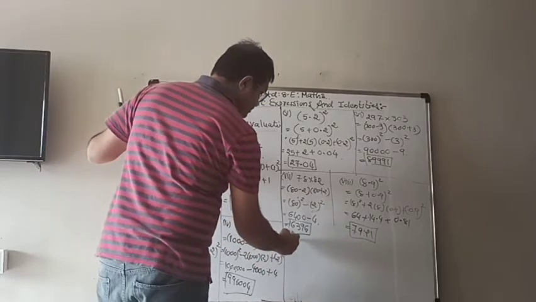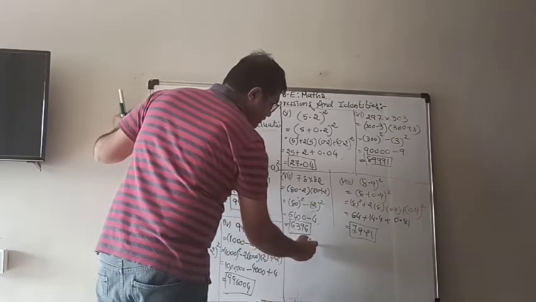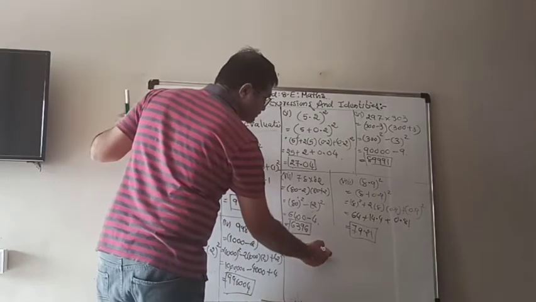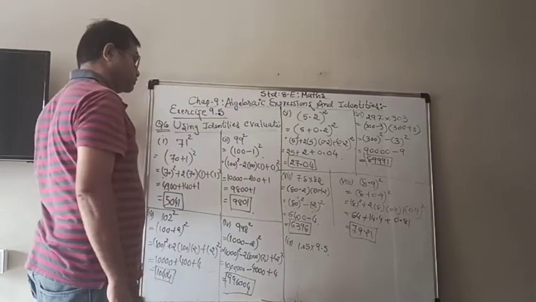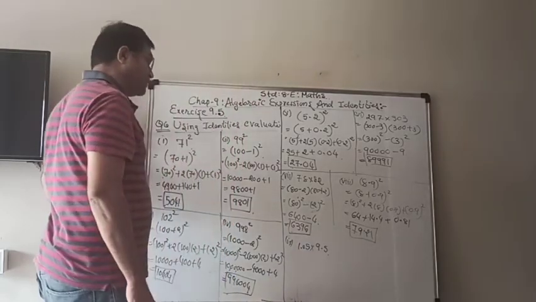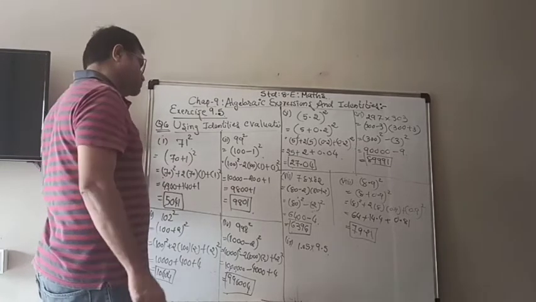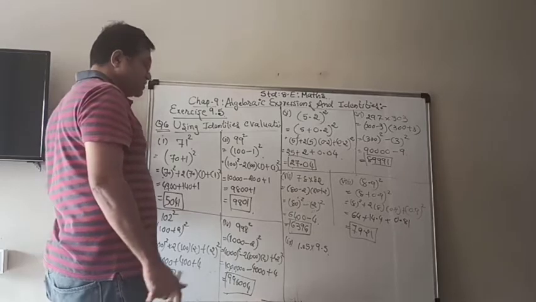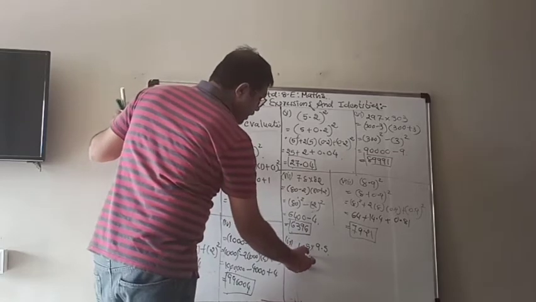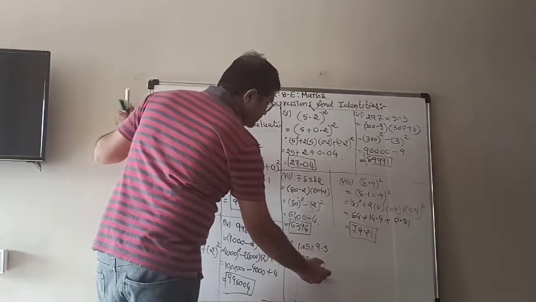And last, 9th one: 1.05 multiplied by 9.5. 1.05 multiplied by 9.5. So here it is 105 upon 100 multiplied by 95 upon 100.